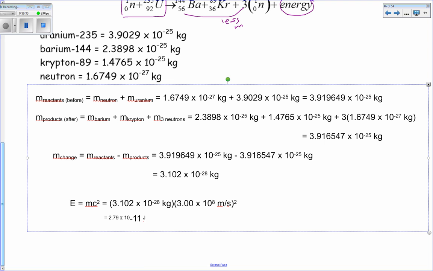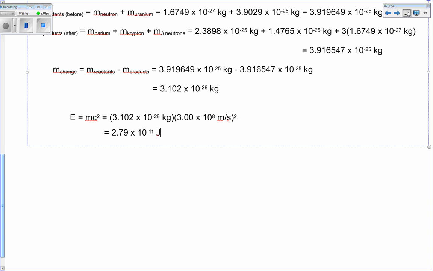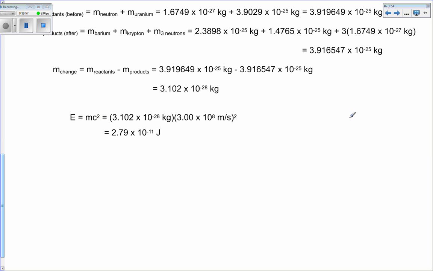Oops. Okay, let's go back there and fix that. 2.79 times 10 to the negative 11 joules. And that is how you find the energy released in a nuclear reaction. Just the same as using your mass defect.